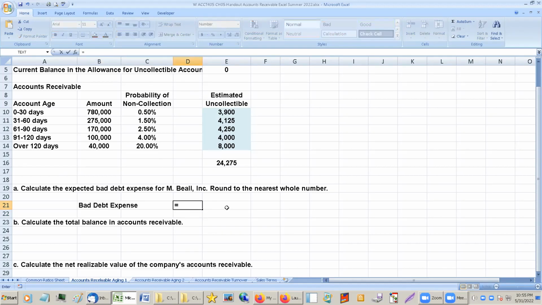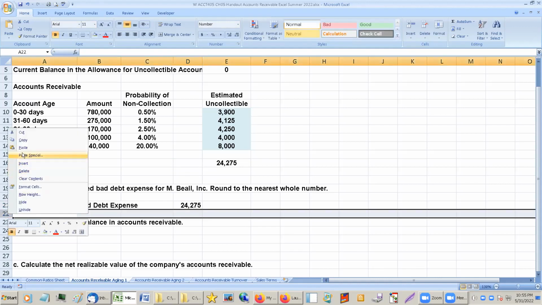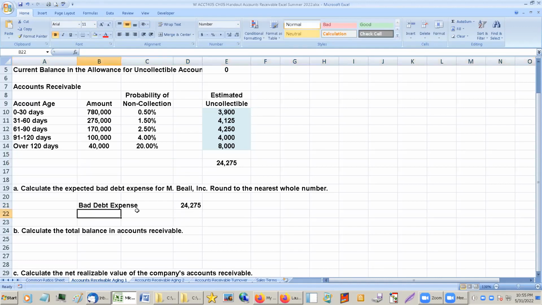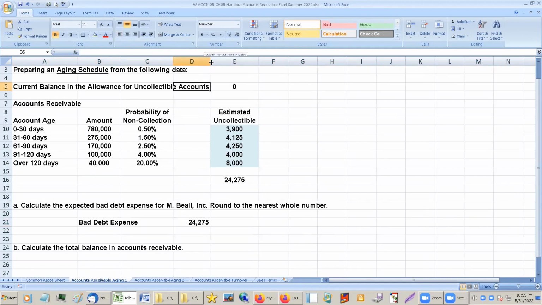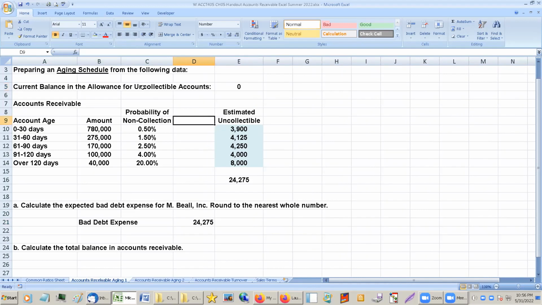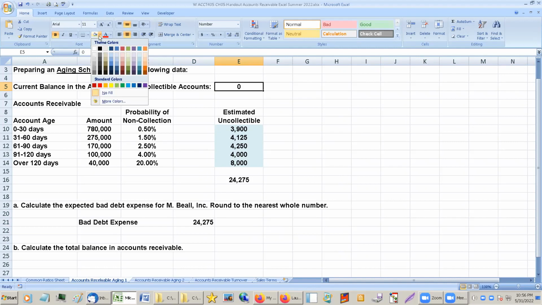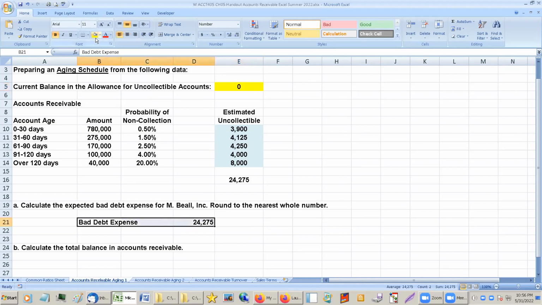Normally we would make an adjustment for whatever is going to be in the balance for uncollectible accounts, but because there's 0 here, we don't have to do any of that. So this would just be the bad debt expense.